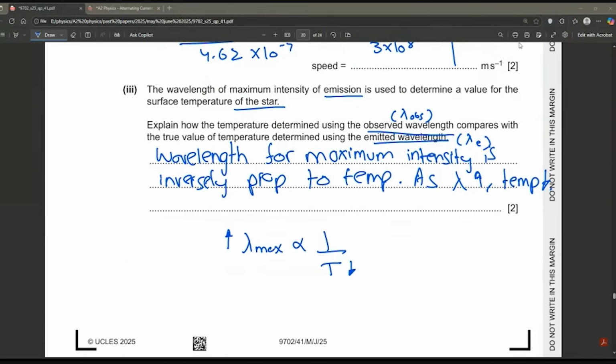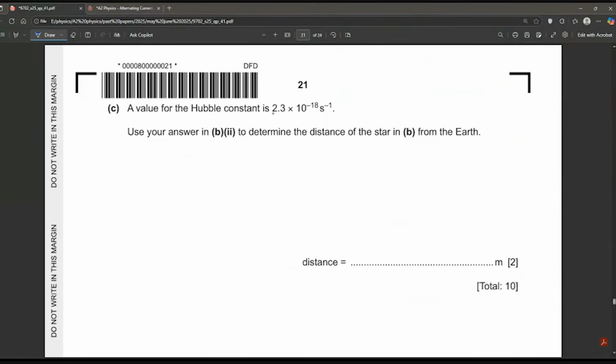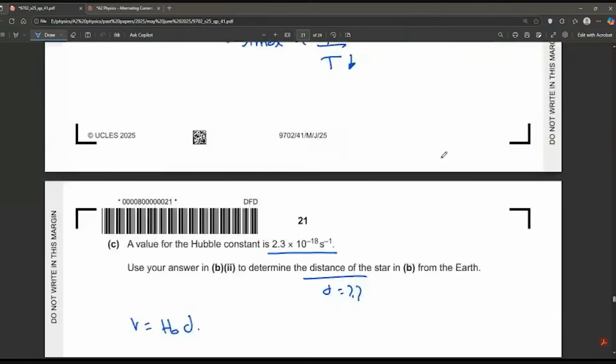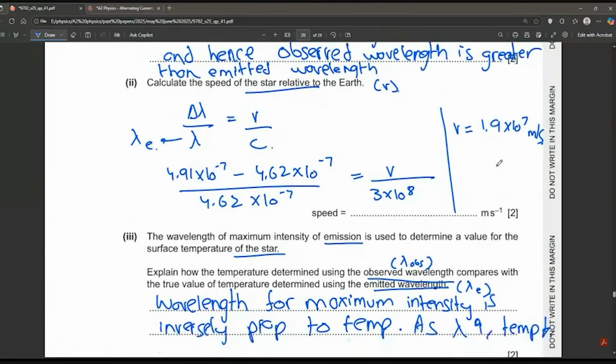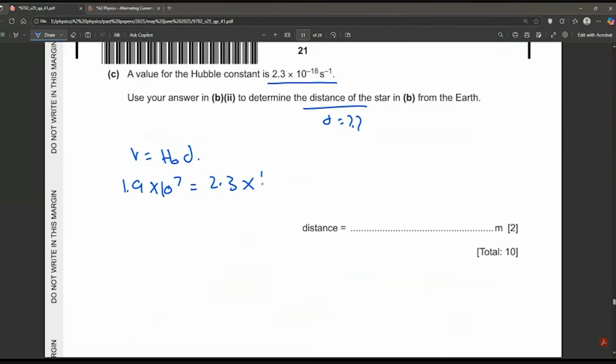अच्छा जी, last question of this paper. A value for Hubble space constant is this. Determine the distance d of the star from the Earth. How will you do that? v is equal to H naught d. The speed of recession क्या है बच्चों? 1.9 × 10^7. What is the Hubble space constant? 2.3 × 10^-18.